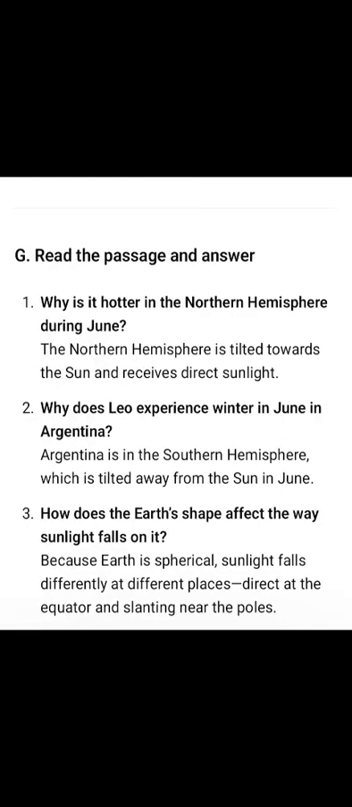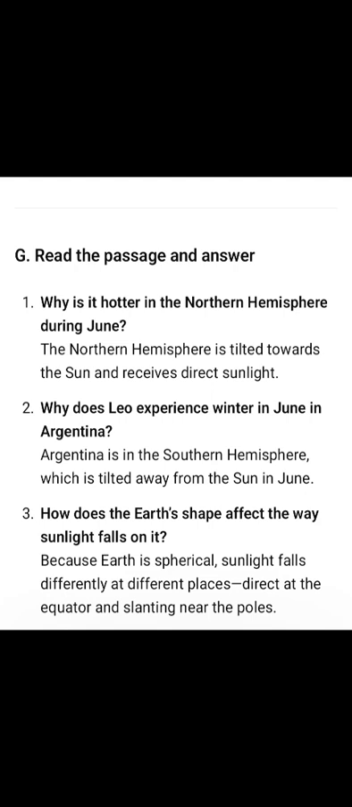Why is it hotter in the northern hemisphere during June? The northern hemisphere is tilted towards the sun and receives direct sunlight. Why does Leo experience winter in June in Argentina? Argentina is in the southern hemisphere, which is tilted away from the sun in June.